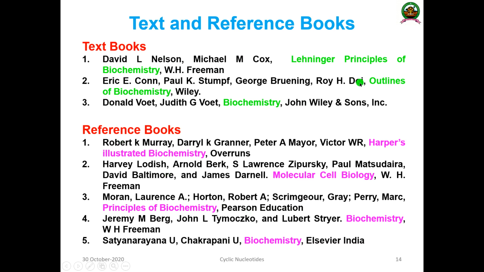So these are the text and reference books. I told you already, Principles of Biochemistry by J.L. Jain is a good book, and along with that, Lehninger's Principles of Biochemistry. So these are the other reference books.